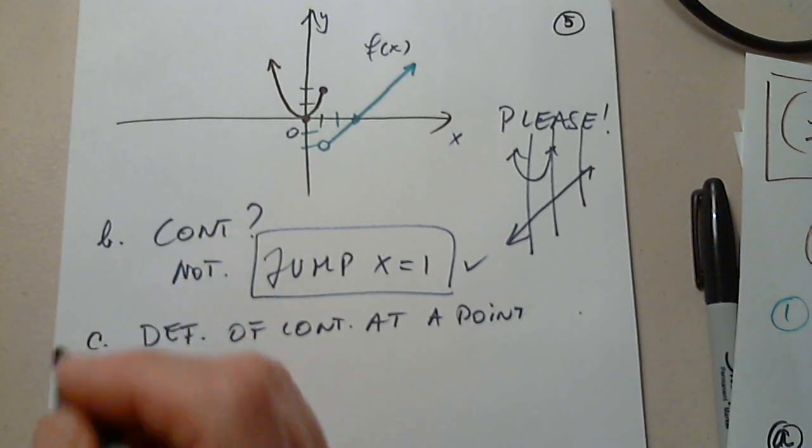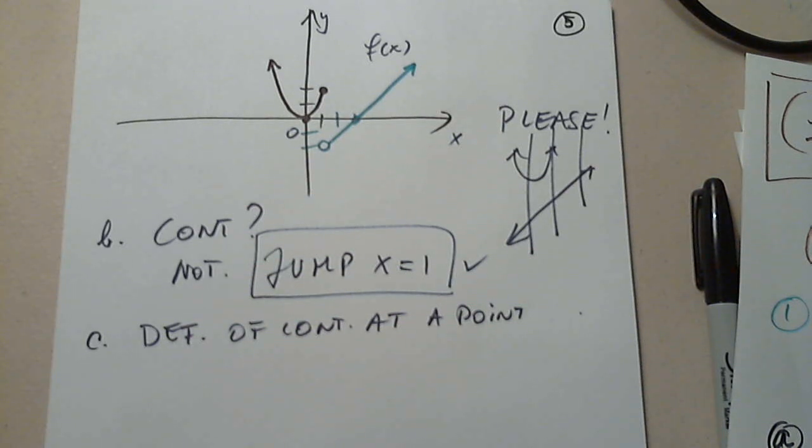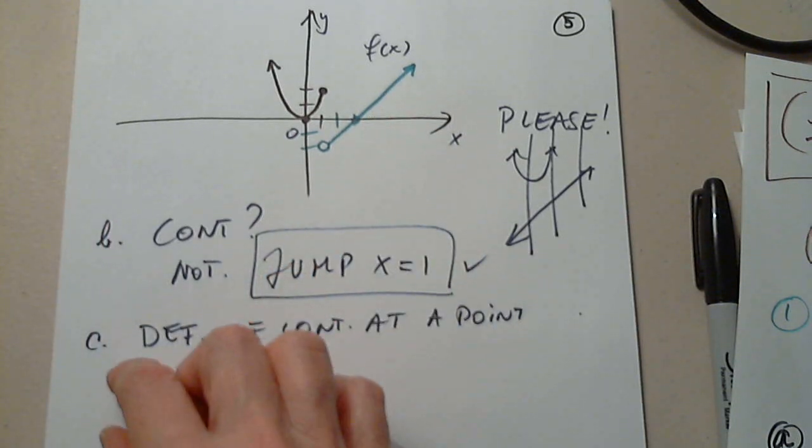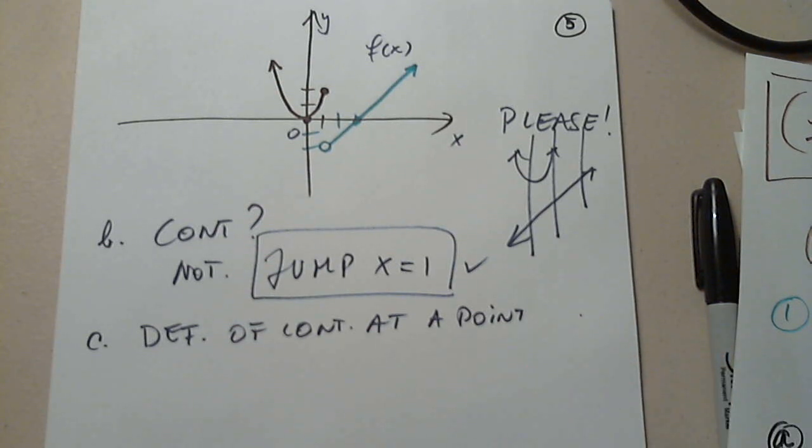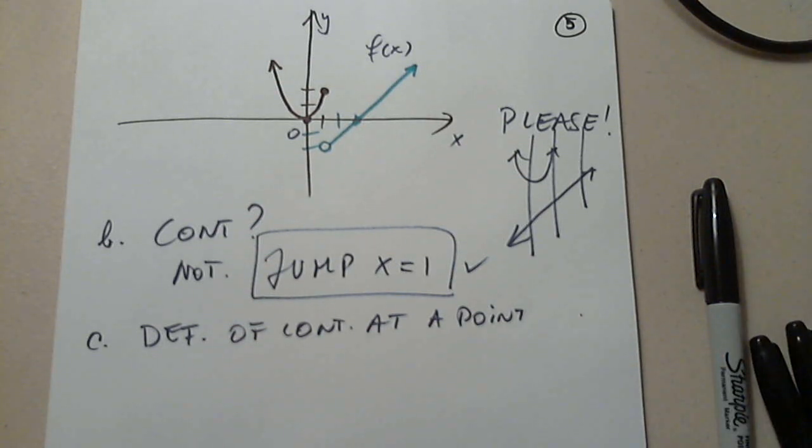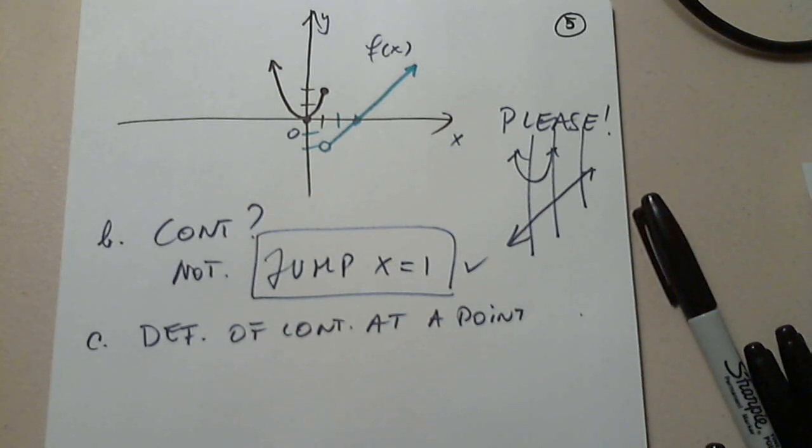Now I'm going to ask the definition of continuity at a point. So that's part C. How do I write the definition of continuity at a point? It's a very important definition. I'm not asked to do anything with it. I'm asked to state the definition. What do I write?